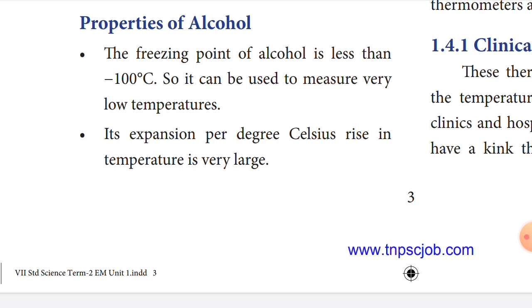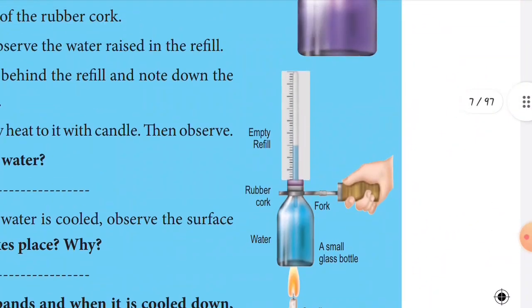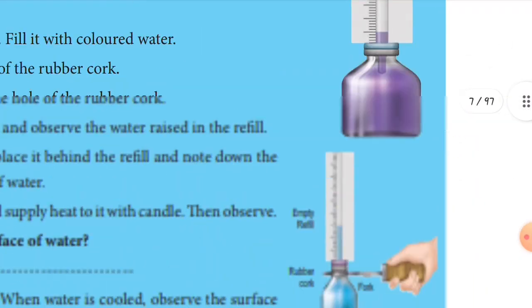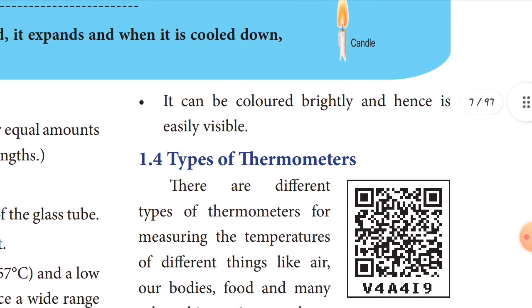The expansion per degree Celsius rise in temperature is very, very large, okay. This is clear to you, children? Yes. And the third point, it can be colored brightly and hence it is easily visible. That's the first reason, children. It is very colorful, okay. It can be easily visible. And that's all, children, 3 points over. So this question sometimes asks for a 2-mark question, properties of alcohol.